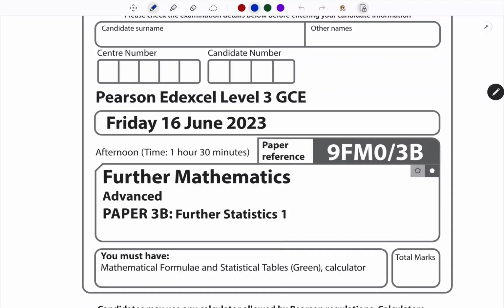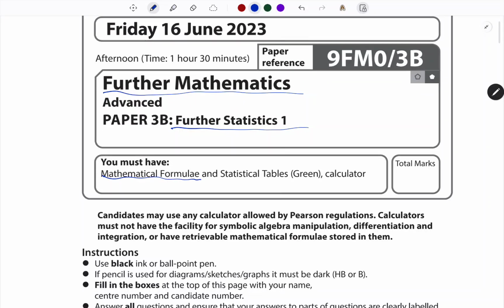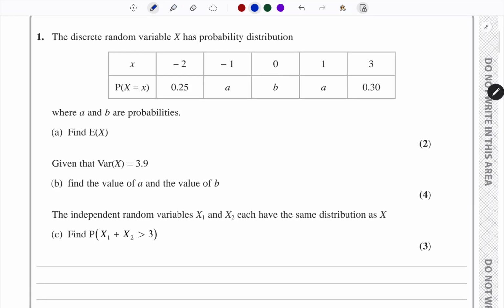Welcome to the big video where we discuss Pearson Edexcel Further Mathematics, Further Statistics 1. So I must have mathematical formulae and statistical tables, but instead of having statistical tables, I rely on my calculator. Okay, so I think we can start.